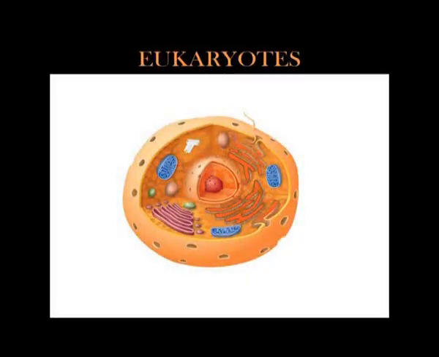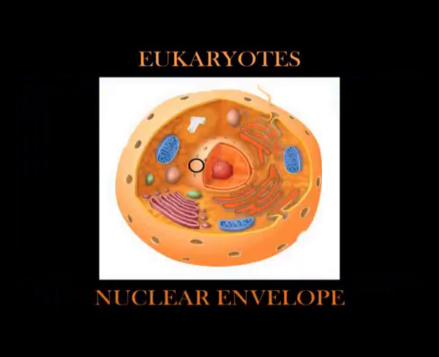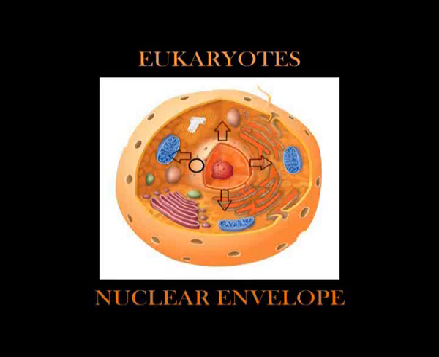Eukaryotes. Eukaryotes comprise organisms that differ from prokaryotes in having a compartmentalized cytoplasm with membrane-bounded organelles, including a nucleus. The nuclear envelope separates the two major compartments, nucleoplasm and cytoplasm.